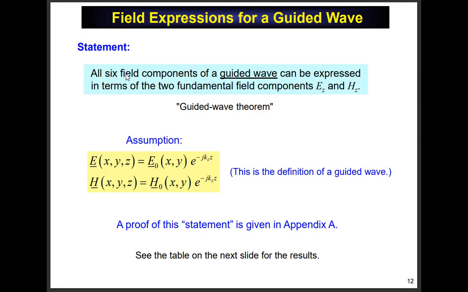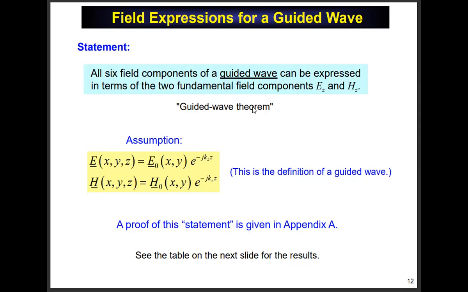Okay. Now, the theorem says, all 6 field components of a guided wave can be expressed in terms of just 2 of them, EZ and HZ. What's important about the Z direction? That's the direction the wave is going in. Could be a coax, it could be a rectangular waveguide, it could be a fiber optic guide. It's running in the Z direction. So all of the field components can be expressed in terms of EZ and HZ, as long as it's a guided wave.